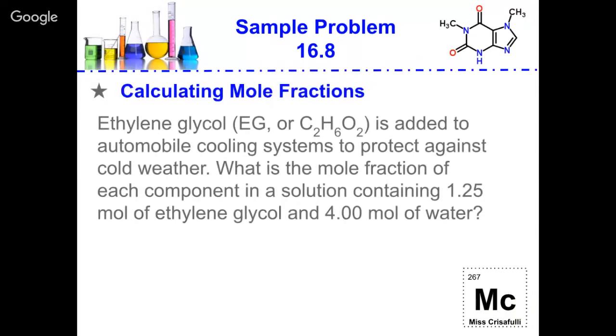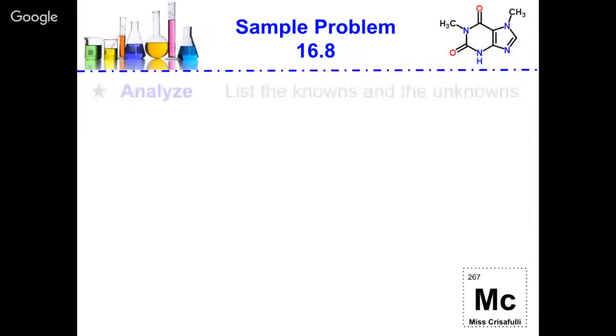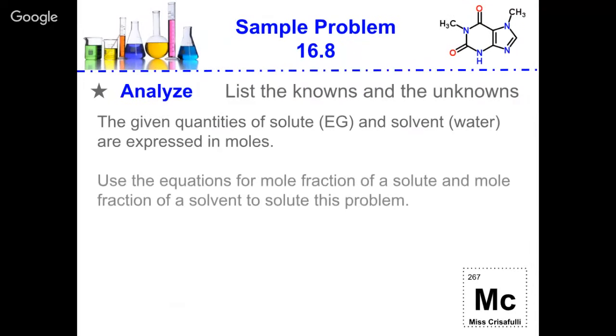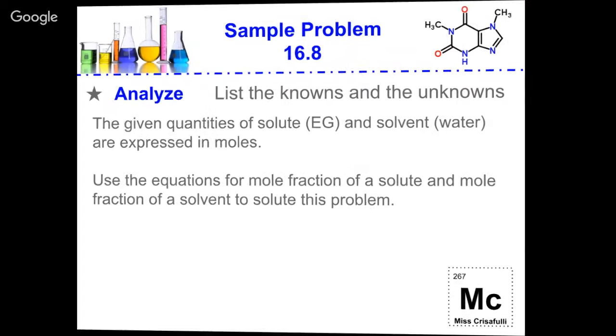So let's look at an example problem. Ethylene glycol is added to automobile cooling systems to protect against cold weather. What is the mole fraction of each component in a solution containing 1.25 moles of ethylene glycol and 4 moles of water? First, we're going to list our mole amounts for each, our solute and our solvent, and then we're going to use the equations to plug in and solve.